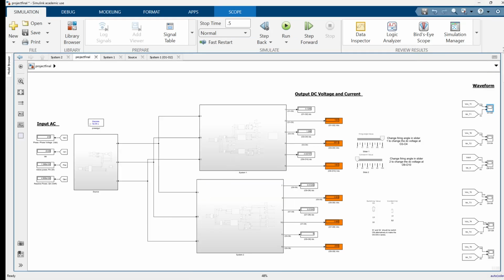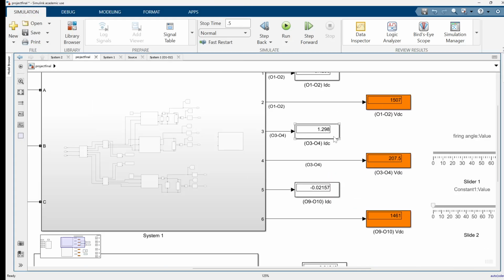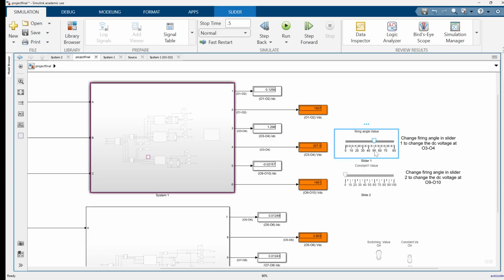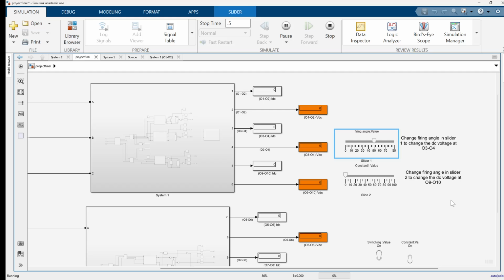Okay, moving to the next output, we have 85-degree firing angle. So at 85-degree firing angle, it should produce 200 volt. DC voltage is 207.5 volt, a little higher, and current is 1.289. Now let's change the firing angle to, let's say, 50. Then it should give a different output voltage, because this output terminal is a variable output.